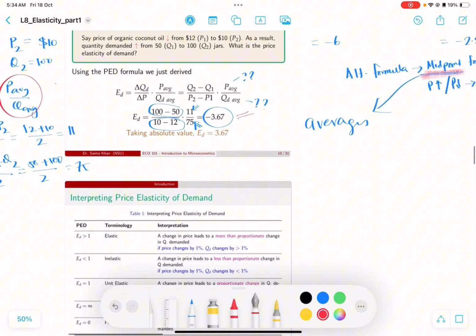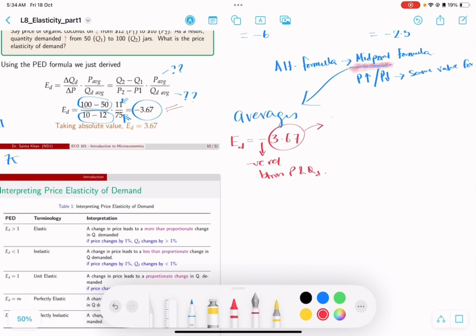So here again, how are you going to interpret it? When your elasticity of demand is negative 3.67, remember what I've taught you. This negative sign just tells me that there's a negative relationship between price and quantity demanded. And this basically tells me that it is more than one, right? So it tells me that it is elastic. Elastic means very responsive.